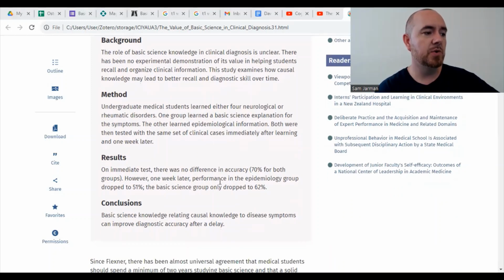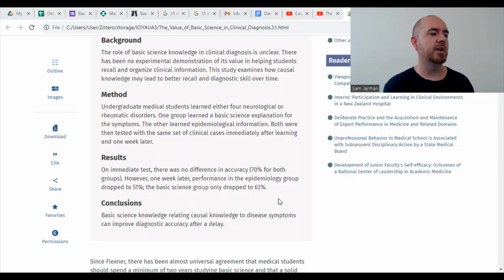On immediate test, there was no difference in accuracy, 70% for both groups. However, 1 week later, performance in the epidemiology group dropped to 51%. The basic science group only dropped to 62%. So the conclusion, which is relatively obvious from the result: basic science knowledge relating causal knowledge to disease symptoms can improve diagnostic accuracy after a delay.